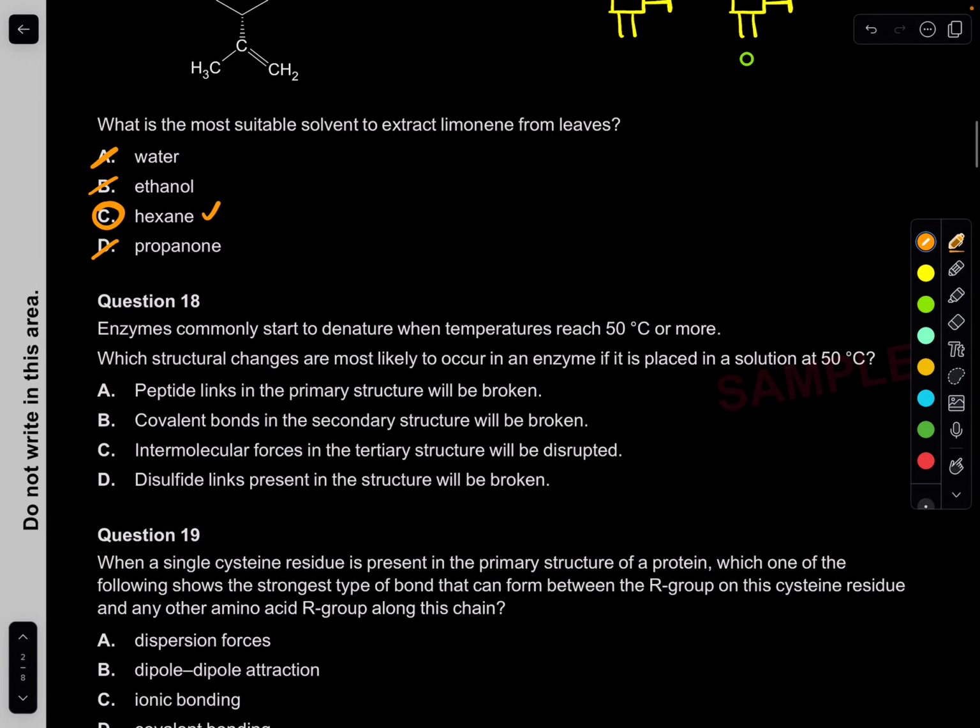Beautiful. 18. Enzymes commonly start to denature when temperatures reach 50 degrees or more. Which structural changes are most likely to occur in an enzyme if it is placed in a solution of 50 degrees? So remember, denaturing occurs in the secondary, where basically hydrogen bonding is broken. So hydrogen bonding. Also tertiary, where you remember tertiary has a lot of bonding.